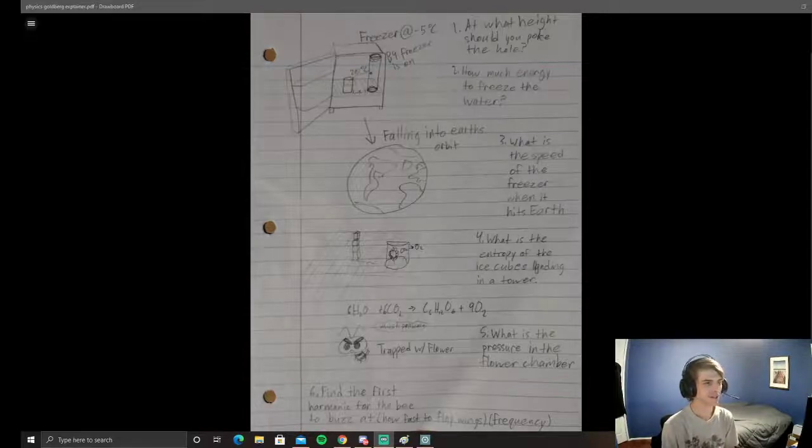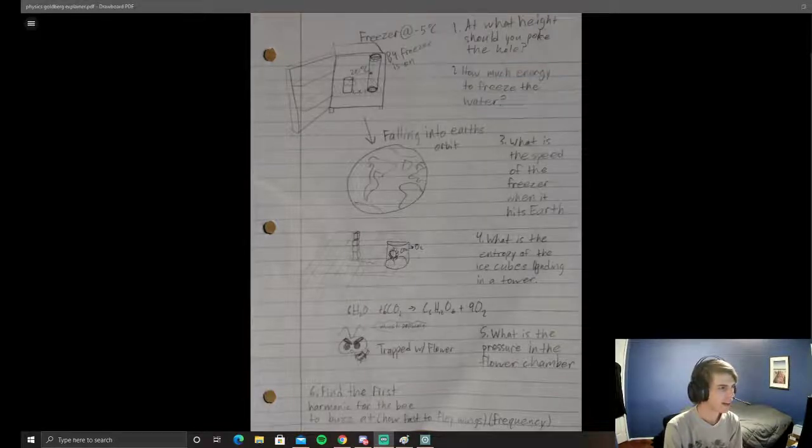And so then it gets a little wacky. For some reason, we decide to send this freezer into space, and then have it fall back down into Earth's orbit and crash into Earth. That seems about right. So when we do that, we want to know the speed of the freezer when it hits the Earth. All right, sick. So we could find that.